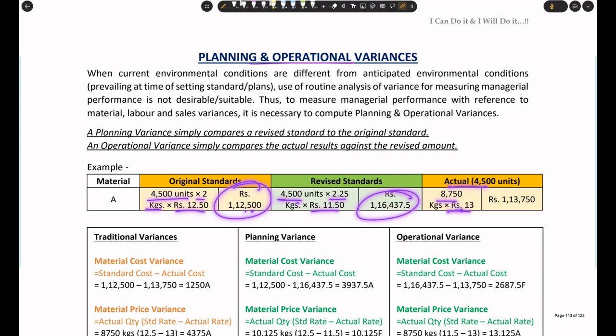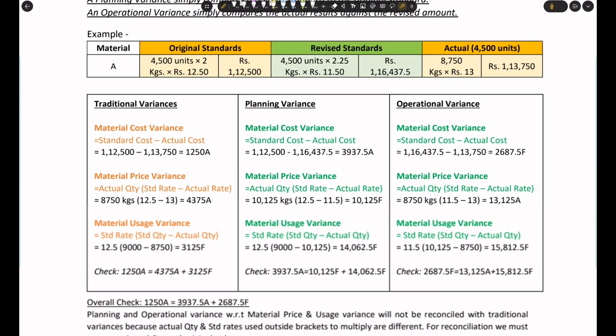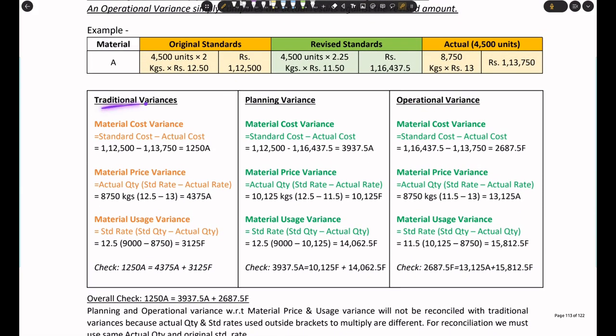The actual is for 8,750 kgs into 13. They have directly given the kgs. The value is multiplied by 13, and the answer is 113,750. So first is the traditional variance; this is a comparison kind of chart, for understanding purposes only.